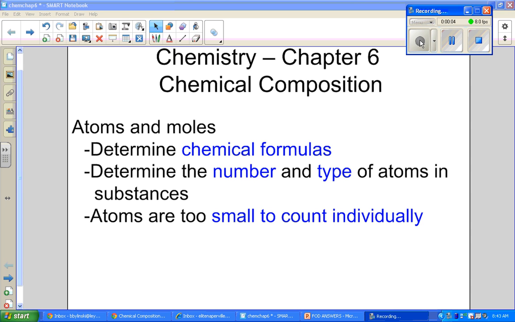Okay, this is chapter 6 for chemistry, chemical composition. This chapter is going to be dealing with atoms and moles. We've already determined chemical formulas, and we will be determining the number and type of atoms in substances. So you've put together formulas, now we'll understand what the formula actually means. And then we'll also look at atoms, which are too small to count individually, so we'll look at ways of dealing with that issue.